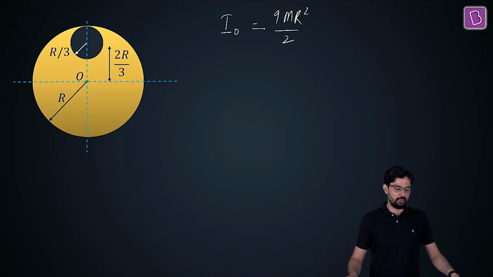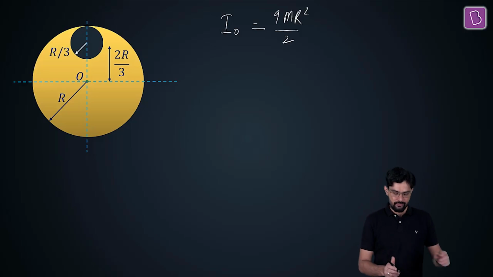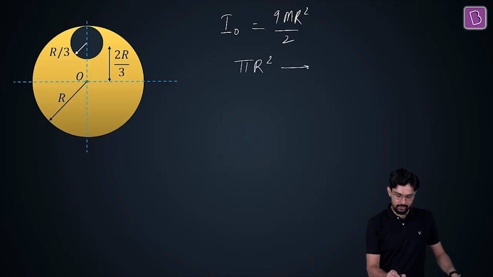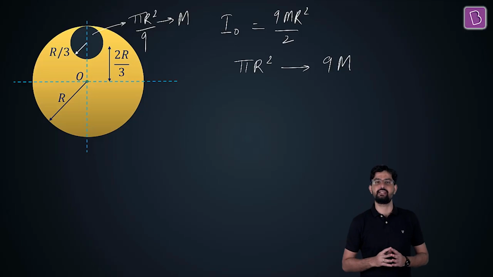And now let's find out the moment of inertia of the removed portion about the same axis of rotation. For that, first we will have to find out what is the mass of this removed portion. Well, the mass is uniformly distributed, and in the area pi r square, the mass contained is 9m. And can you see that the area of the removed portion is pi r square by 9, which makes the mass of the removed portion equal to 9m by 9, that is m.